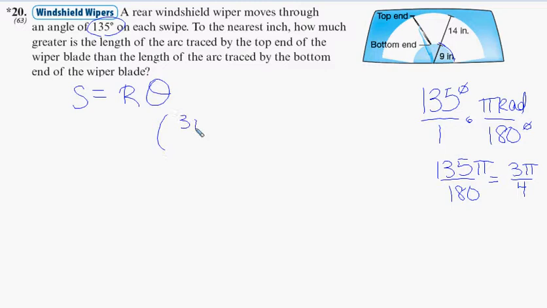here, 3 pi over 4, and then the radius for this first one is going to be 9, so we have 27 pi over 4 for the smaller one.